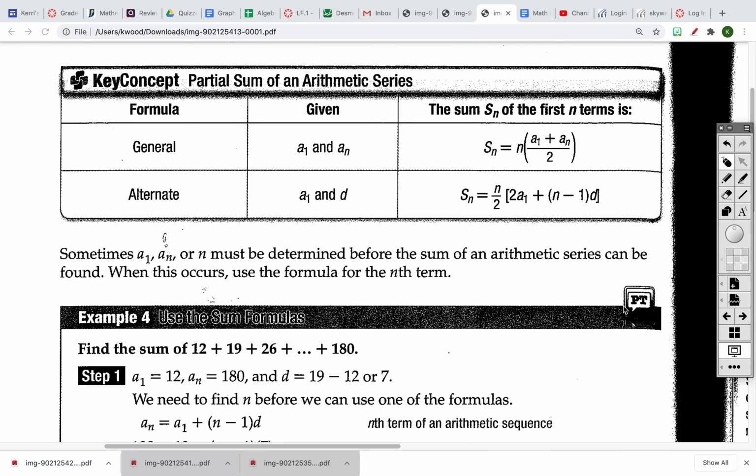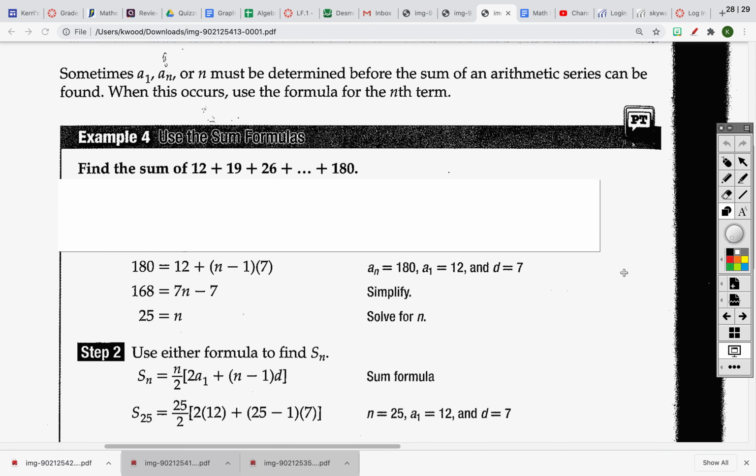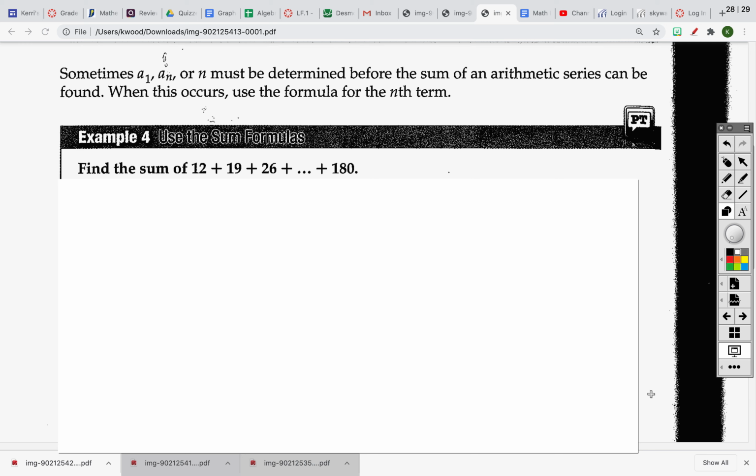So let's see this in action. We are going to find the sum of the numbers between 12 and 180 that are in this sequence. So to find the sum of the numbers, we need to have both the first and the last number. The problem is I don't know how many terms there are. This is the a sub n, but I do not know what the n is. So what we have to do is first determine what is the n.